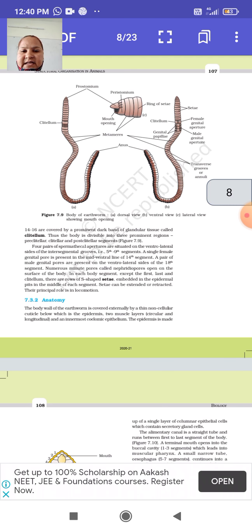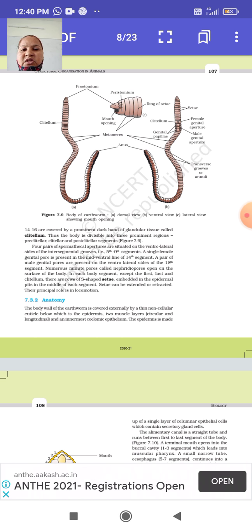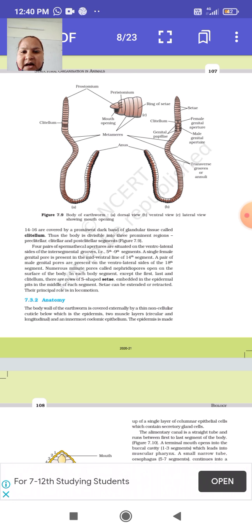Now, four pairs of spermathecal apertures are situated on the ventrolateral sides of the intersegmental grooves, that is between 5th to 9th segment. A female genital pore is present at the 14th segment, that lies mid-ventrally, and a male genital pore is present at the 18th segment. So make a note students. Female genital pore is present in the 14th segment and male genital pore is present in the 18th segment, and both these pores lie mid-ventrally.